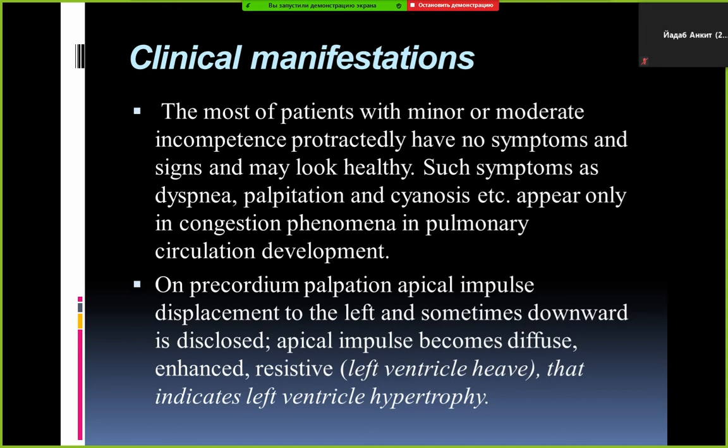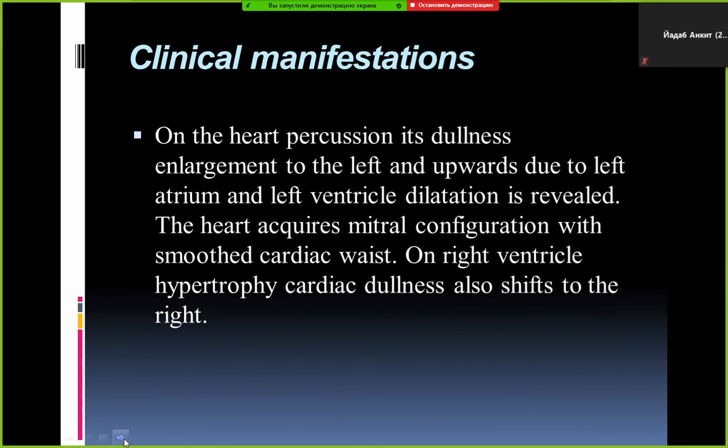On general inspection and on precordium palpation, apex beat displacement to the left and sometimes downward may be detected. Apex beat becomes diffuse, enhanced, and resistive, the so-called left ventricle heave, and it characterizes left ventricle hypertrophy. So once again, due to development of left ventricle hypertrophy, apex beat becomes diffuse, enhanced, and resistive.